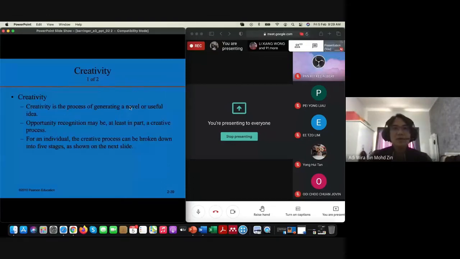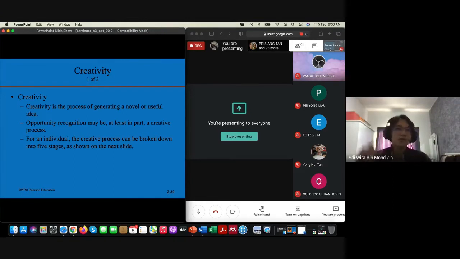And last but not least, social and networking, cognitive factors, and also prior industry experience. So we also have creativity. When we talk about creativity, most people think you must create a new invention. Not necessary. You are actually creating something novel, not like a new invention, but something different from what already exists and, at the same time, useful. So that is what is meant by creativity: generating something novel and useful. Opportunity recognition may be, at least in part, in the creative process.